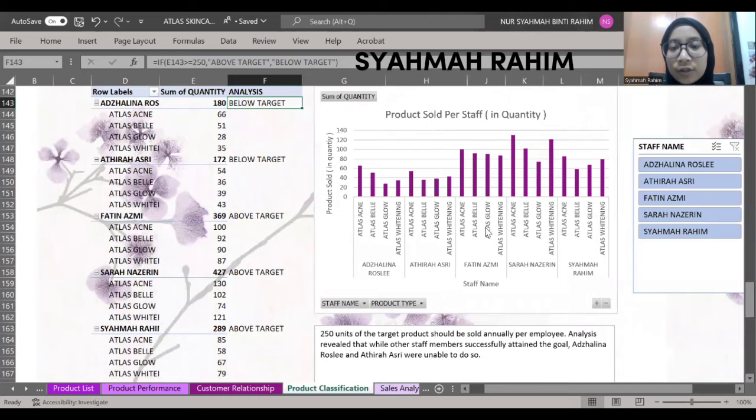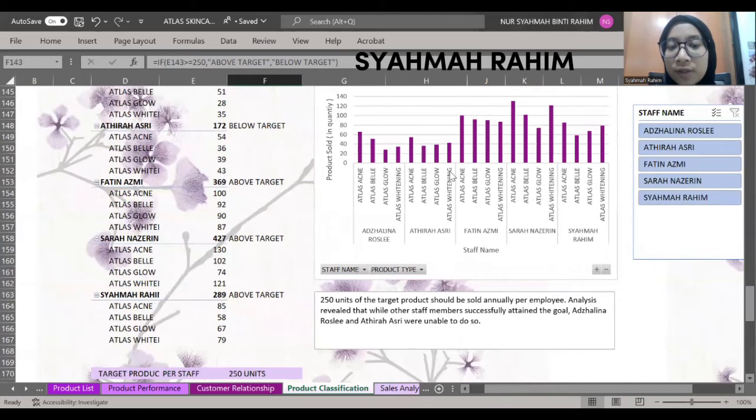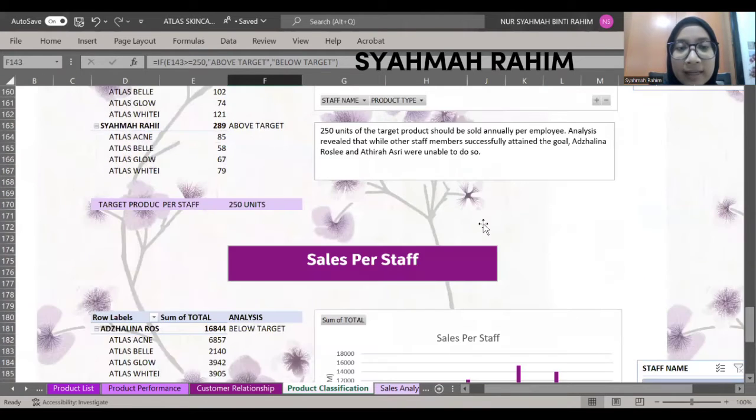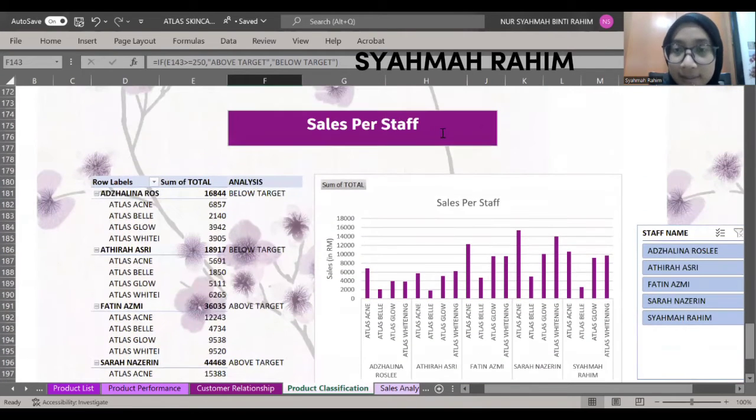So this is our chart, and 250 units was the target of products to be sold annually per employee. The analysis revealed that other staff members successfully attained the goal, while AZHALINA and ATHIRAH were unable to do so. Here also are the slicers. And lastly is the sales per staff.